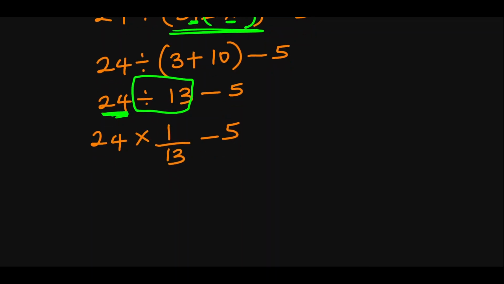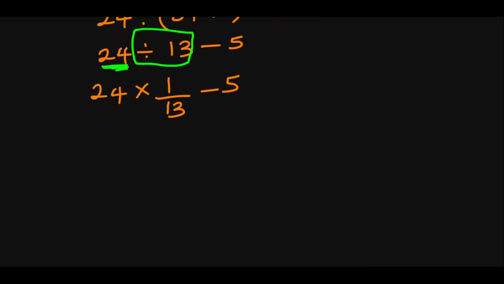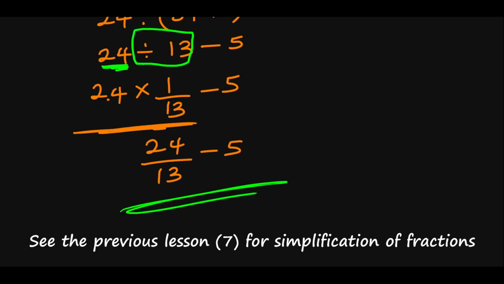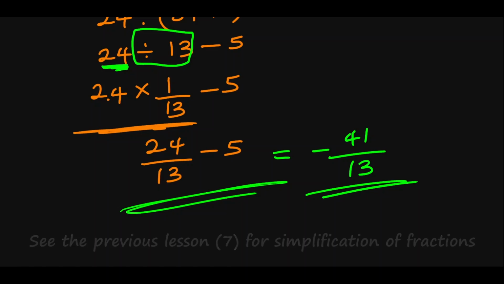So using BODMAS again, it tells us to do the multiplication first before we are doing the minus. So this gives us 24 times 1 over 13 is 24 over 13. Then minus 5. Simplify it further. You will get minus 41 over 13. So this is just to show you that BODMAS and PEMDAS does not change even inside the brackets.